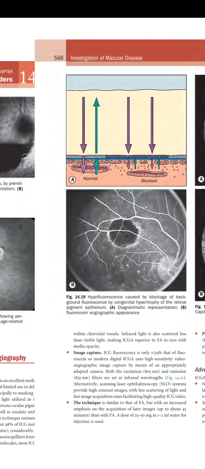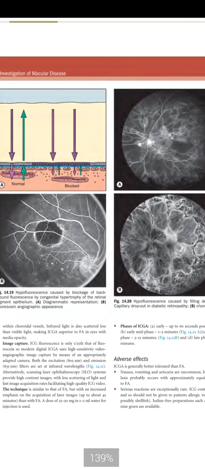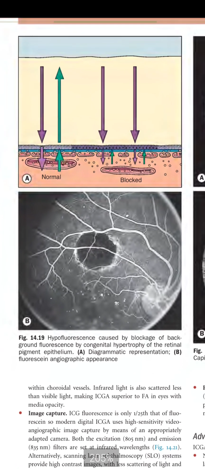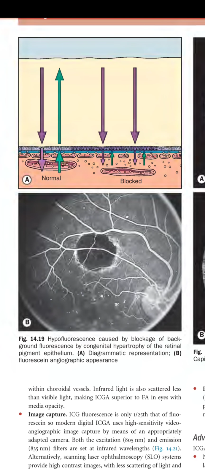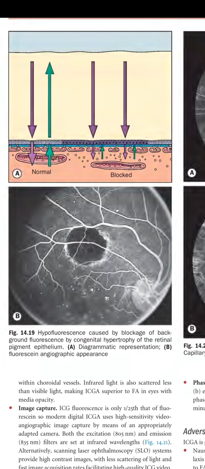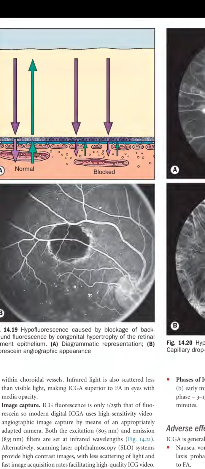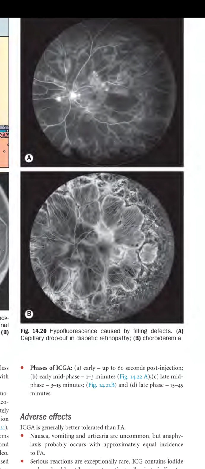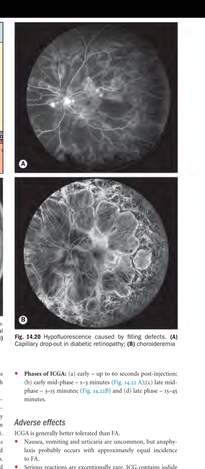This is the hypofluorescence discussed in fluorescein angiography. This is a hypofluorescence caused by the blockage of background fluorescence by congenital hypertrophy of the retinal pigment epithelium. You can see the hypertrophied retinal pigment epithelium, so it is not emitting the rays for the fluorescein angiography. A shows a diagrammatic representation, B is the fluorescein angiographic appearance. This is a hypofluorescence caused by a filling defect. A shows a capillary dropout in diabetic retinopathy, so there are hypofluorescent patches in a case of diabetic retinopathy. B shows us choroideremia.